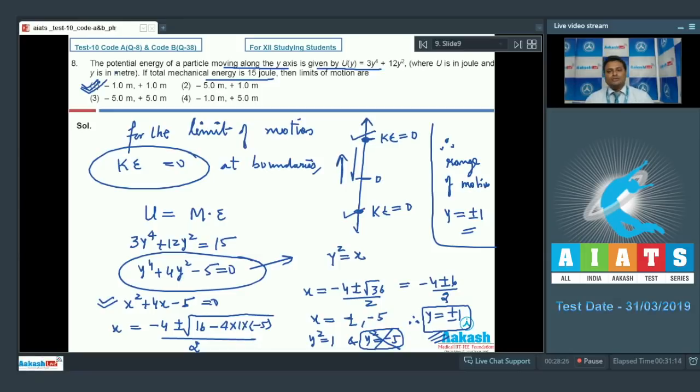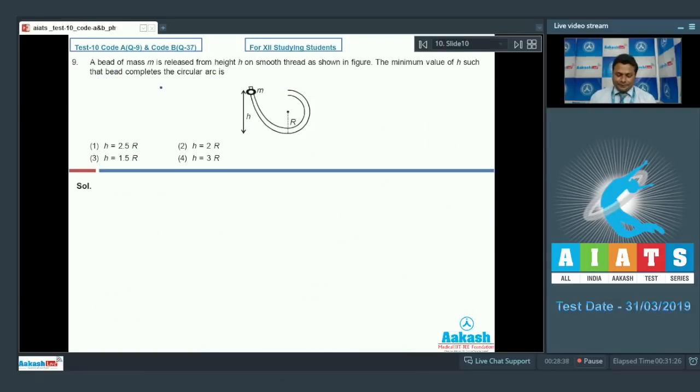Now let us proceed to the next question, that is question number 9. Here is question number 9. A bead of mass m is released from height h on a smooth thread as shown in the figure. The minimum value of h such that the bead completes the circular arc will be what?